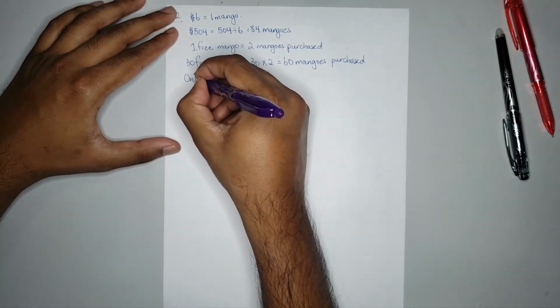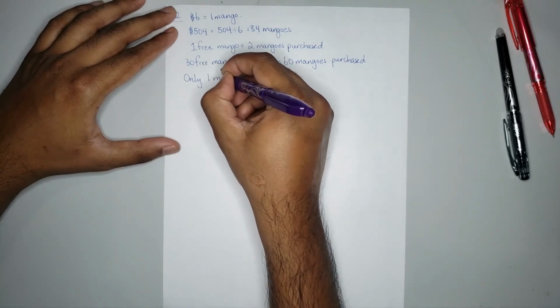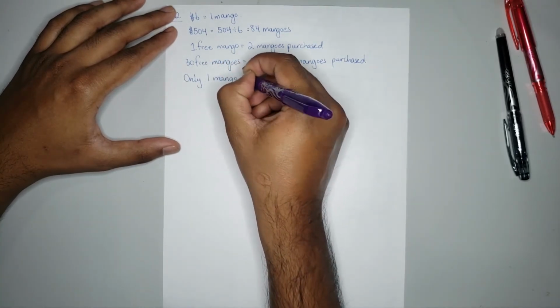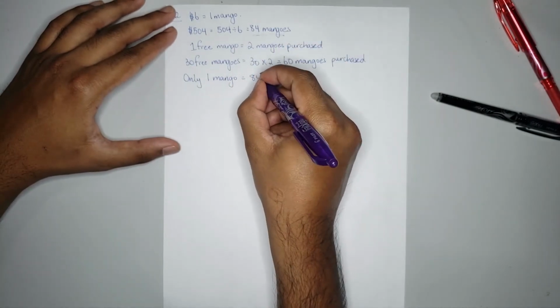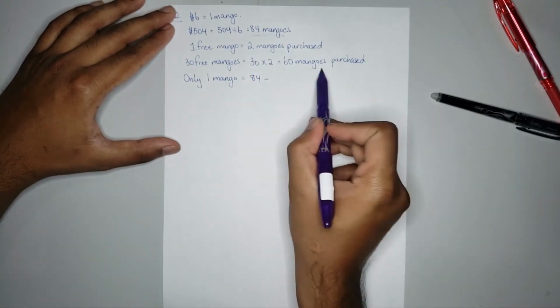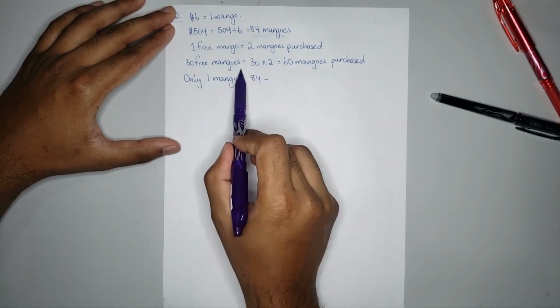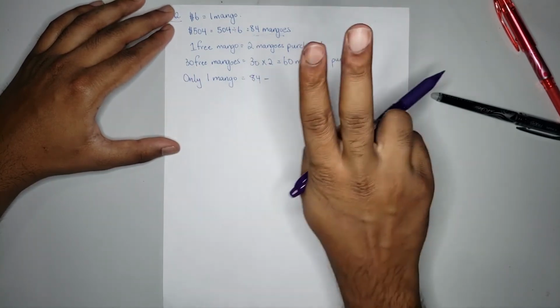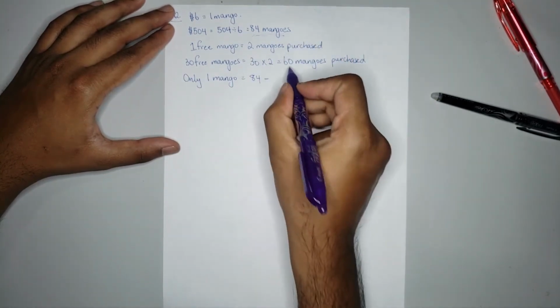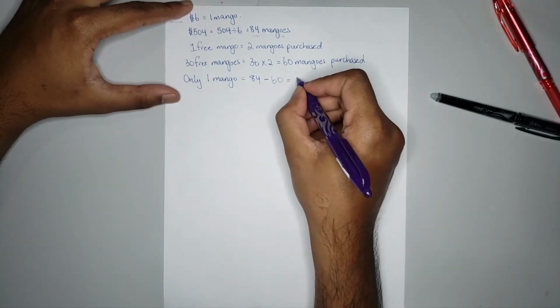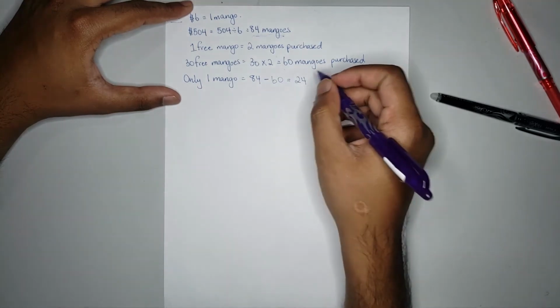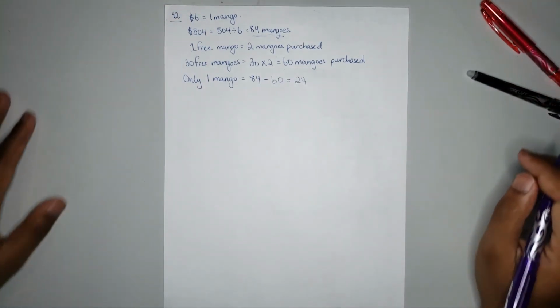So only 1 mango will equal the total mangoes sold, which is 84, take away the mangoes sold in the purchases of 2 mangoes, which is 60, and therefore you will end up with 24. So the answer is 24.